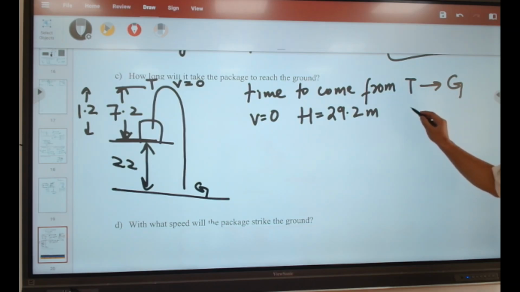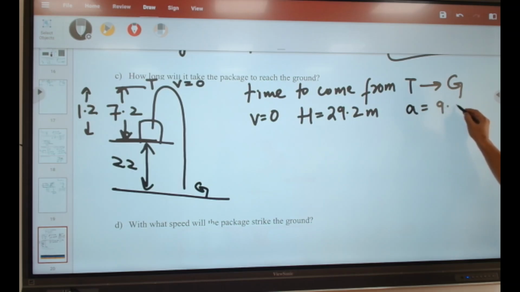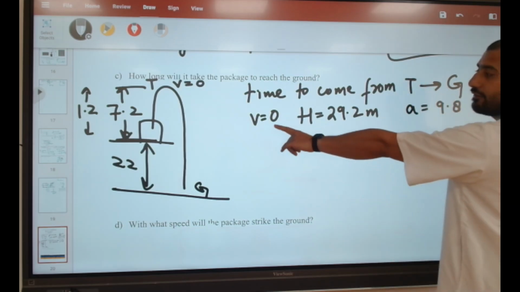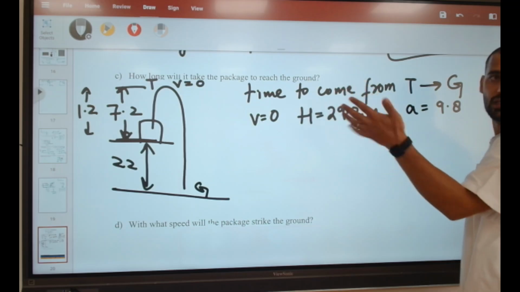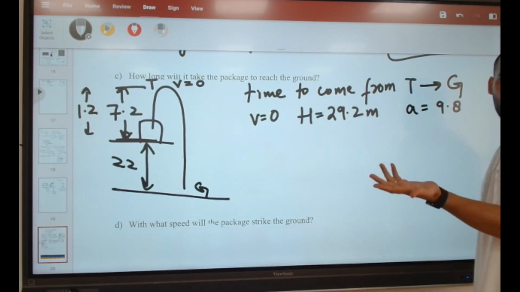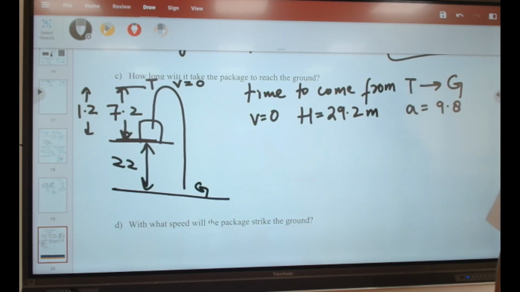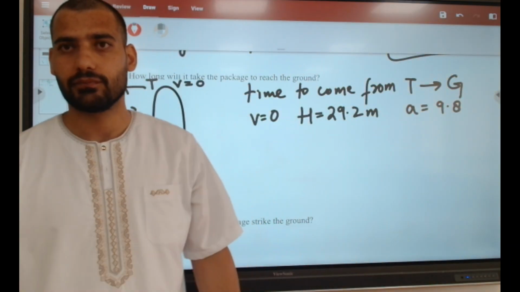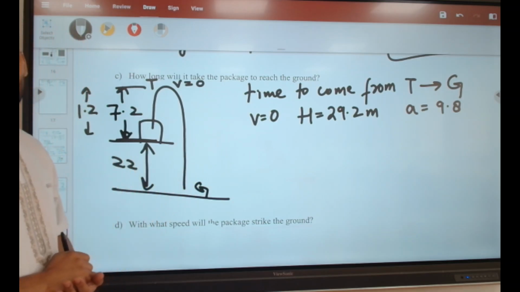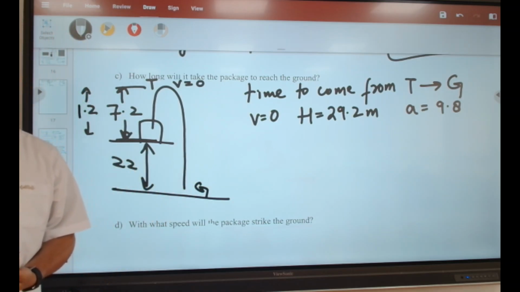Also, do you know the value of acceleration? 9.8 or 10. Is that fine? Let us try to use 10. What do we have to find? We have to find time. What do we have? We have initial velocity. We do not have final velocity. So when you don't have final velocity, you use an expression. What is that? Yes, we have an expression: t equals radical 2h over g.